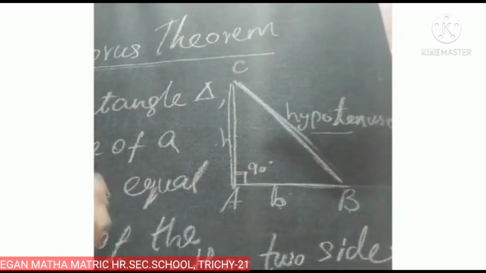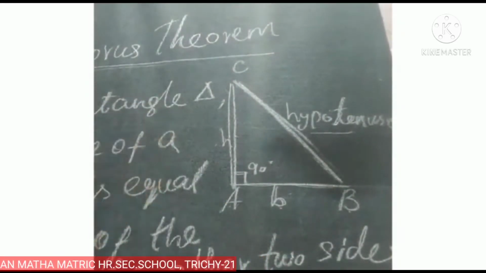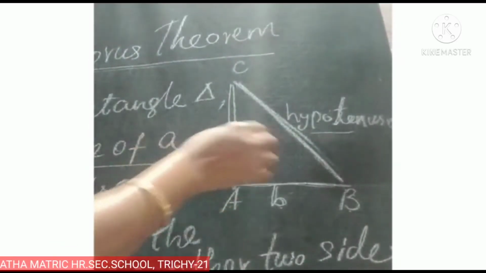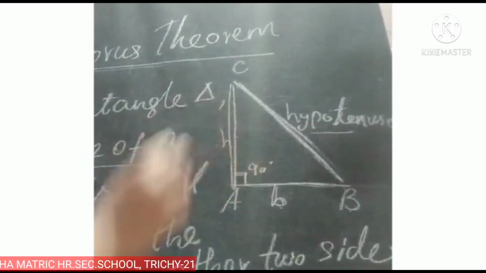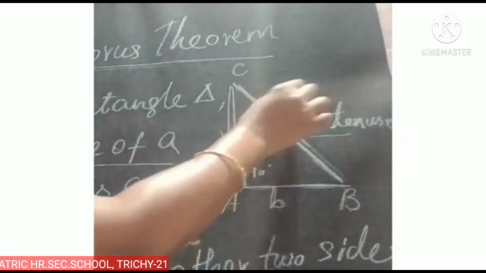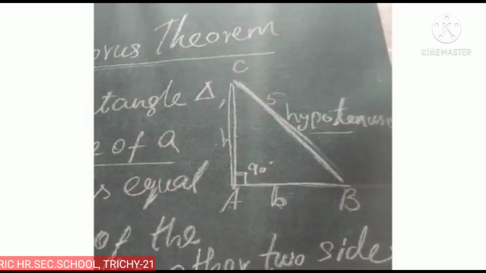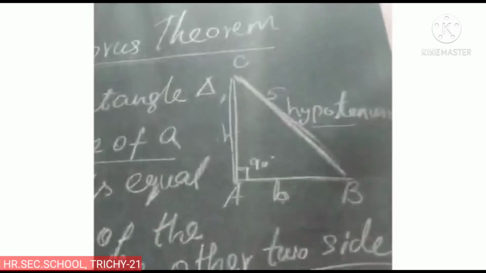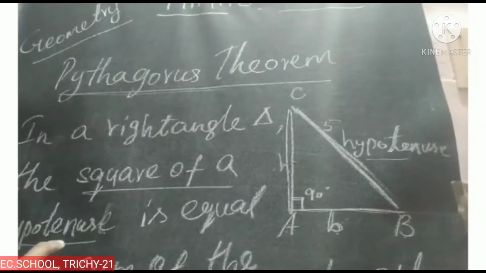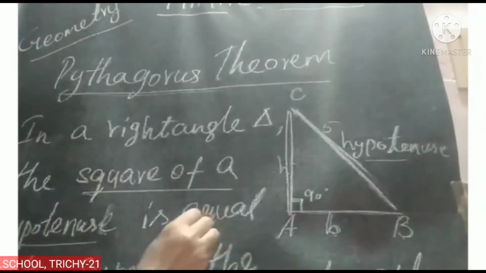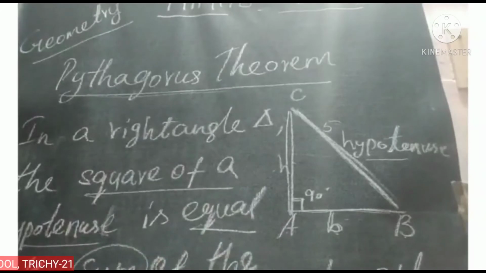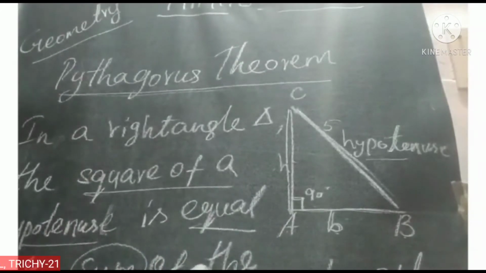Let us see about this one. Pythagoras theorem: in a right angle triangle, you have to find out the square of the hypotenuse side. For example, if this side is 5 centimeters, that means 5 square. We find that 5 square is 25. So the square of the hypotenuse is always equal to the sum, meaning addition, of the squares of the other 2 sides.